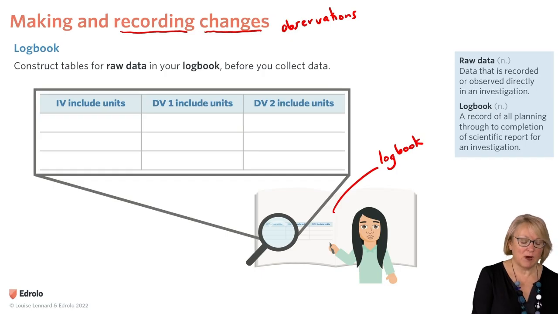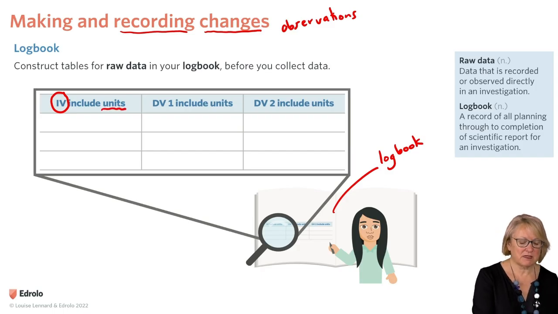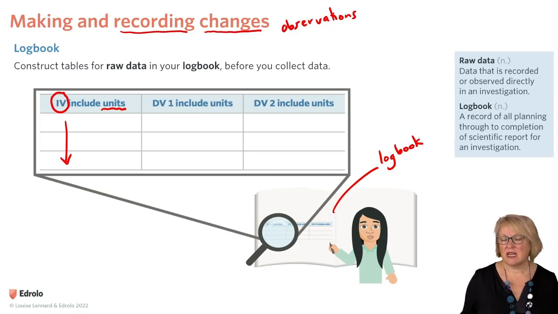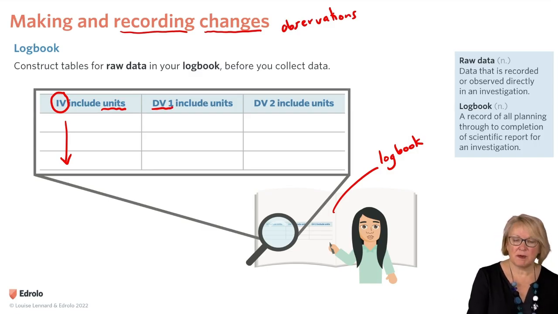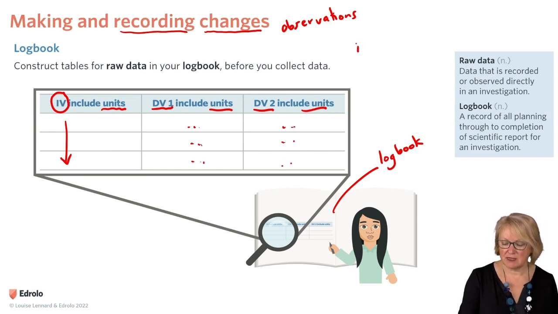So one way of doing this is to write down your independent variable, including units, and have those listed in the first column. And then if you're taking measurements of 2 dependent variables, sometimes it might just be 1, sometimes it could be 2, then list the dependent variable, including its units, in each column, and then you can add the data in as you conduct the experiment. Also make sure that you include the date.